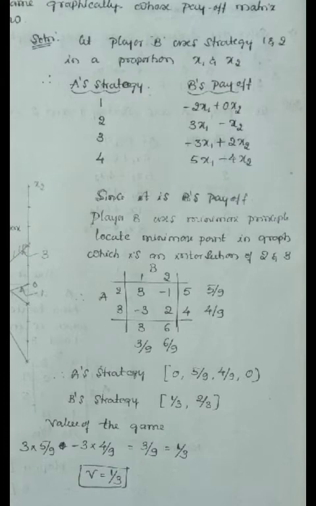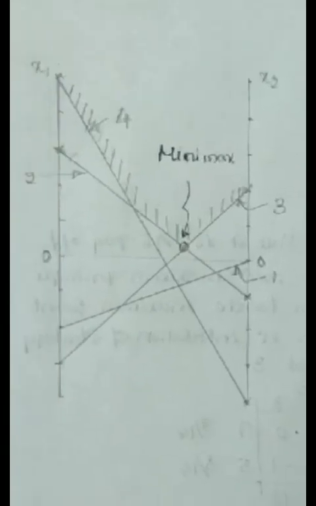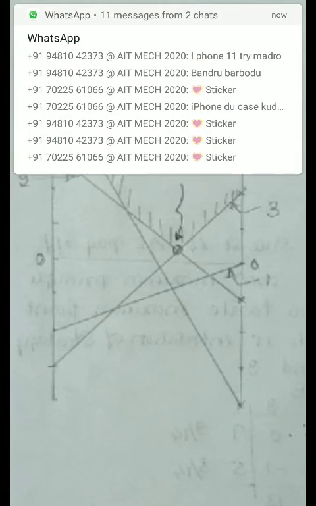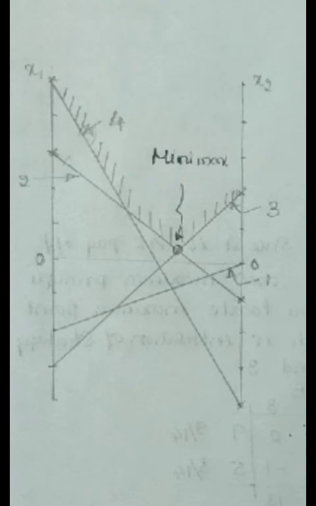Now let us locate the minimax point in the graph. In a two row problem, we should locate maximin point. In a two column problem, we should locate minimax point. Minimax point means we must consider area above all the lines. In that, consider the bottommost point, minimum point or bottommost point. That bottommost point represents minimax principle or minimax point.